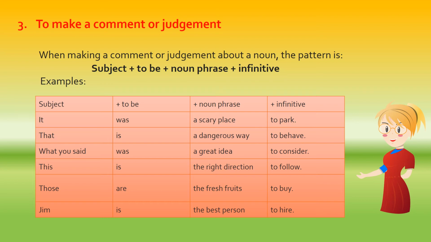In the next sentence, those are the fresh fruits to buy. So you have the infinitive to buy. You are judging on the freshness of fruits. And in the last sentence, Jim is the best person to hire. So you have the infinitive to hire. And the sentence is actually either a comment or a judgment.